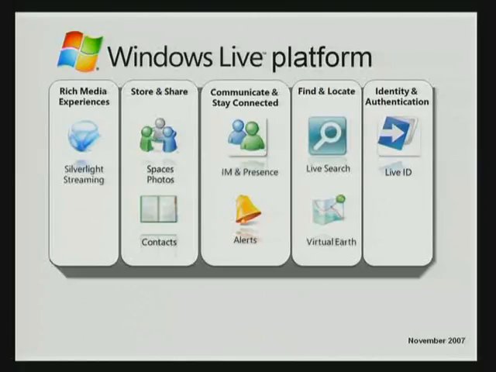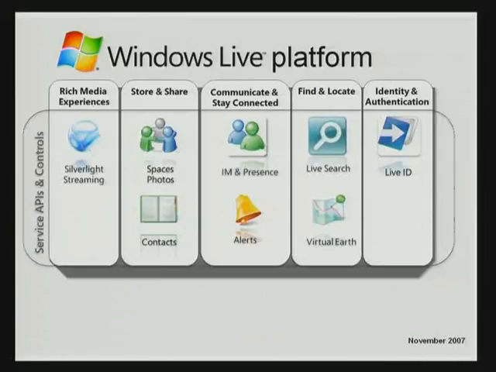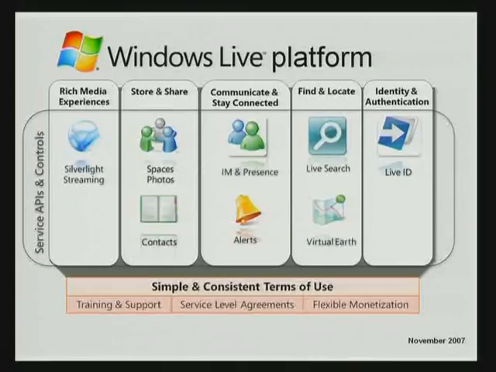So we've got this set of APIs and this taxonomy of how we talk about it. Now, what we've done is we've released one set of terms of use, the simple and consistent terms of use. The way we look at this is that this is a free service up to a threshold. And there's an arbitrary number for a couple of different things.